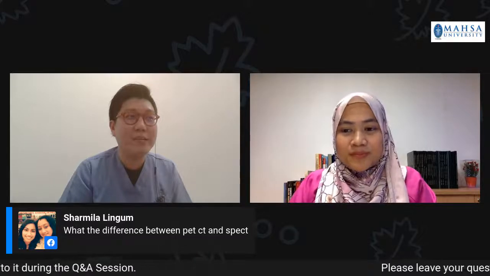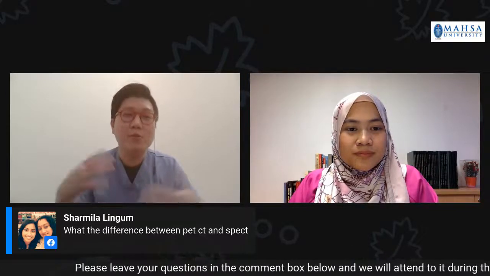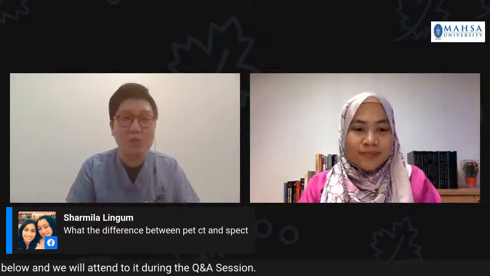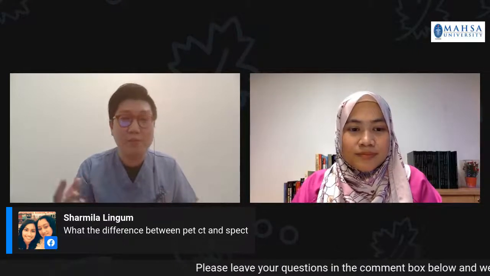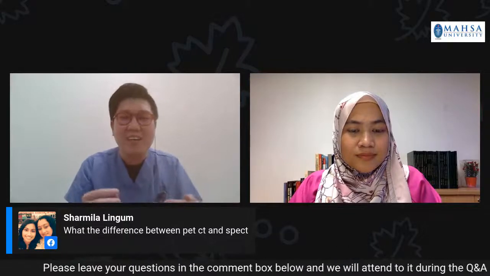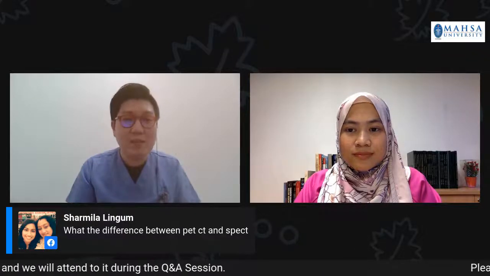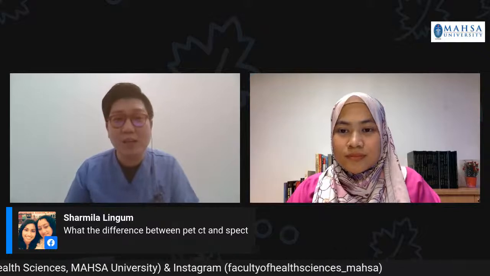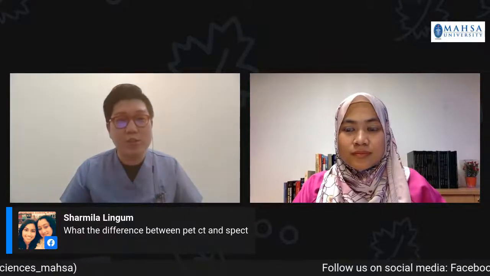PET CT and SPECT CT, basically, the difference is the source of energy produced by the radiotracer. When it comes to PET CT, we are using high energy 511 keV photons, sorry, not photon, a positron. For SPECT CT we use technetium, which produces a lower gamma ray. Therefore, the machine will be used for all the scans using technetium. So different energy, we will scan a patient using different machines.